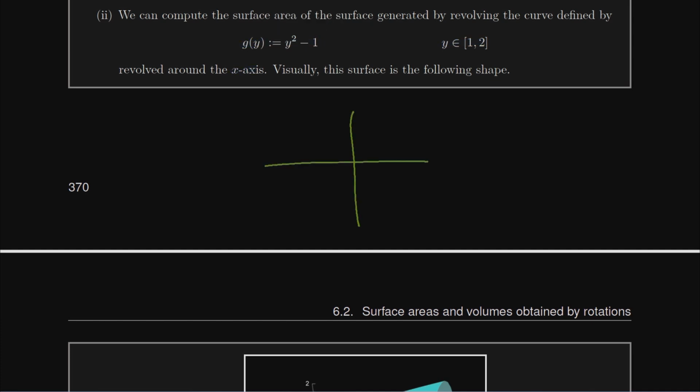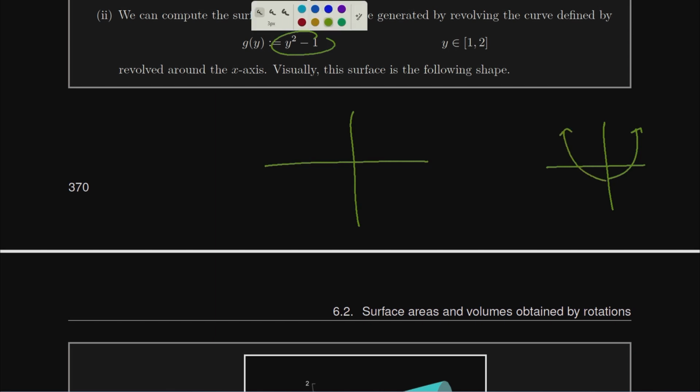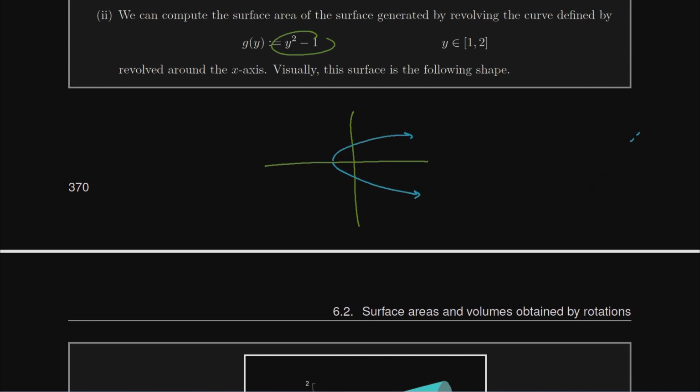How do I draw a function of y? Well, something like y squared minus 1 in my head. I'm just on the right-hand side going to draw x squared minus 1. That looks like this. And if I'm swapping x for y, I'm just going to mirror that over the diagonal, and now I'm going to get that function instead. So that's my function, g of y equals y squared minus 1.